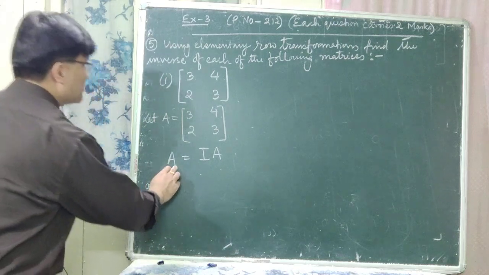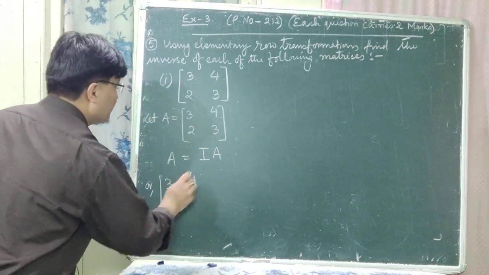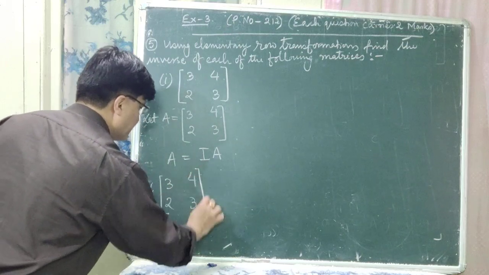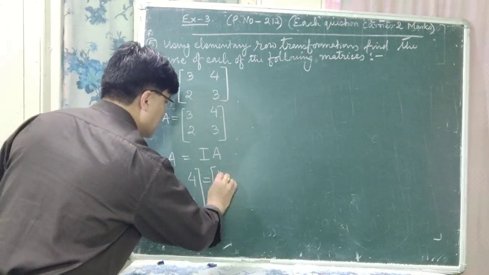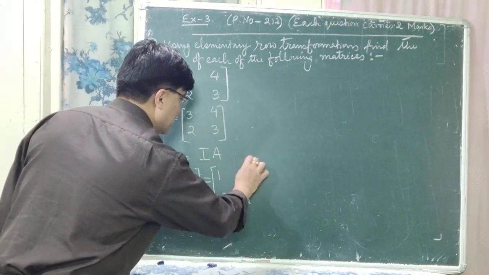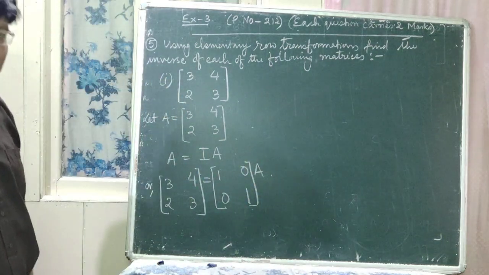So what is A here? It is 3, 4, 2, 3, right? Which is equal to, what is I here? It is 1, 0, 0, 1. Then what do we write here? We write A here. Is it clear now?